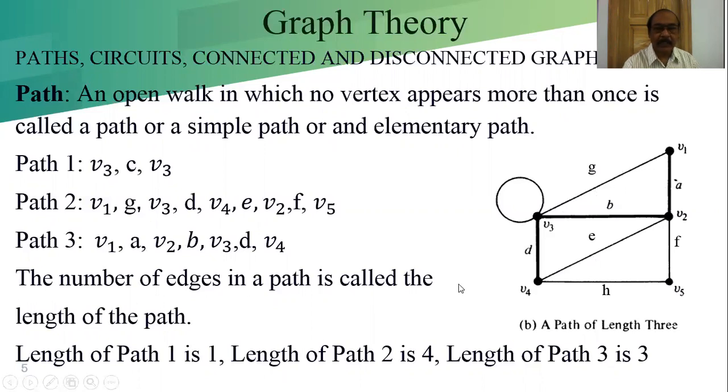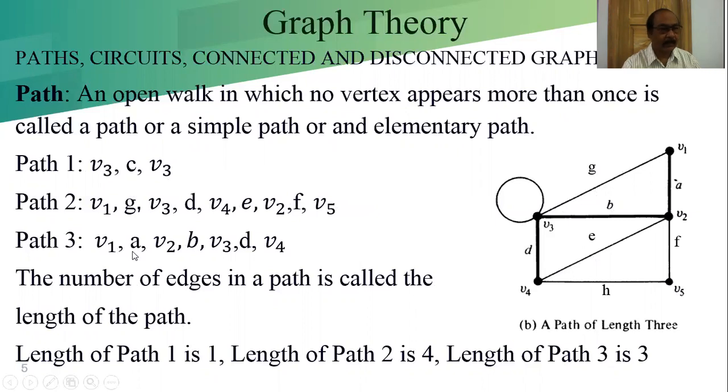The number of edges in a path is called the length of the path. You can see the length of this path: one edge is there, so the length of the path is 1. For this path, counting 1, 2, 3, 4, the length of the path is 4. That is the number of edges in a path, known as the length of the path.